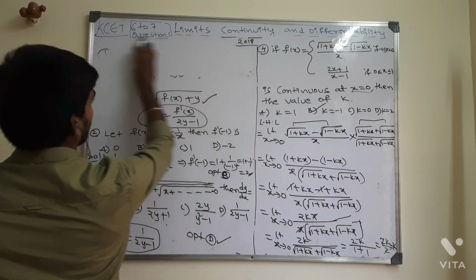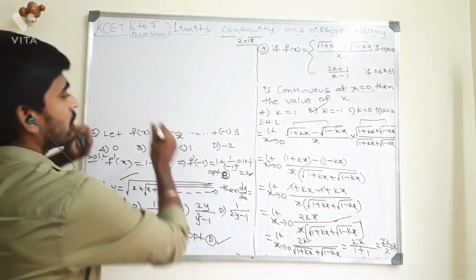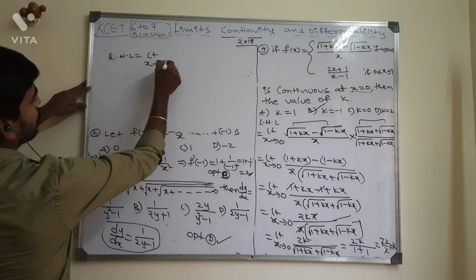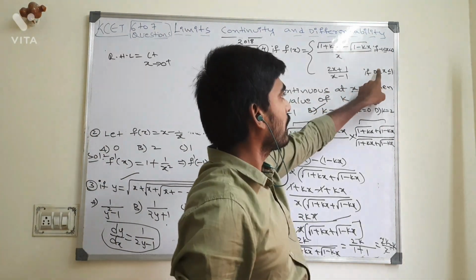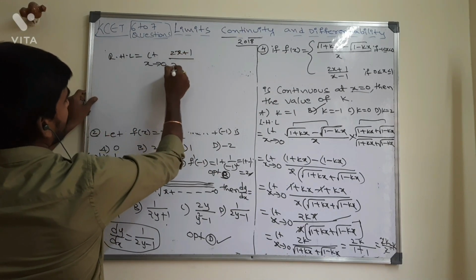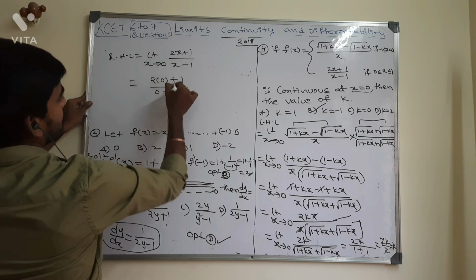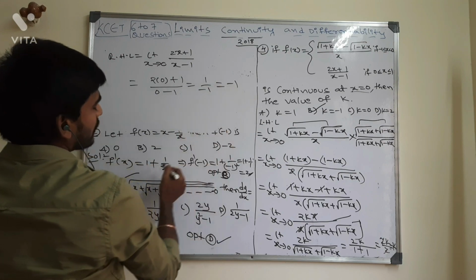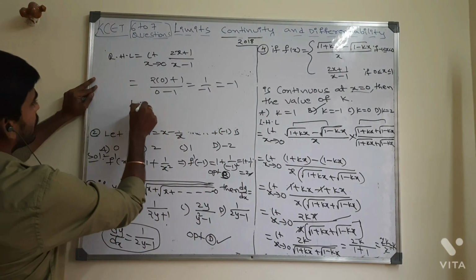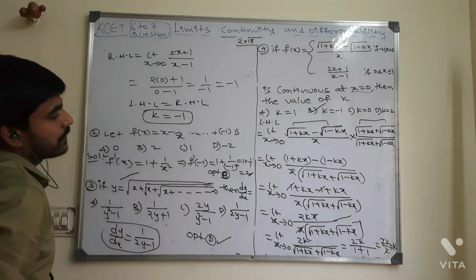After that, come to this. Right side, right hand limit. x tends to 0 plus means x is greater than 0 here. Which function do I have? I would like to take 2x plus 1 by x minus 1. So 2 of 0 minus 1 by 0 plus 1 by minus 1, it's nothing but minus 1. So when it is continuous at x equal to 0, then I can say left hand limit is equal to right hand limit. So k value is nothing but minus 1. So it is a very easy question only, but little lengthy.